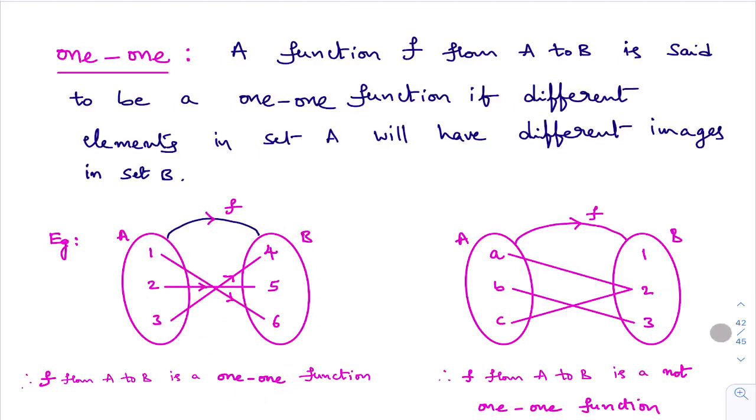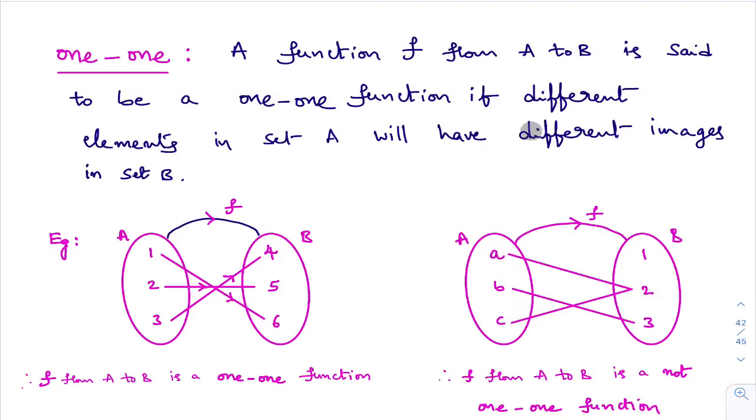You observe here, it is a 1-1 function or not. What is the 1-1 function definition? Different elements in set A will have different images in set B. Different elements in set A. You see here, A, C. A, C. Both are different. Correct? Different elements are having different images or same image? A, C, both are different elements. They have same image. What is image of A? 2. What is image of C?